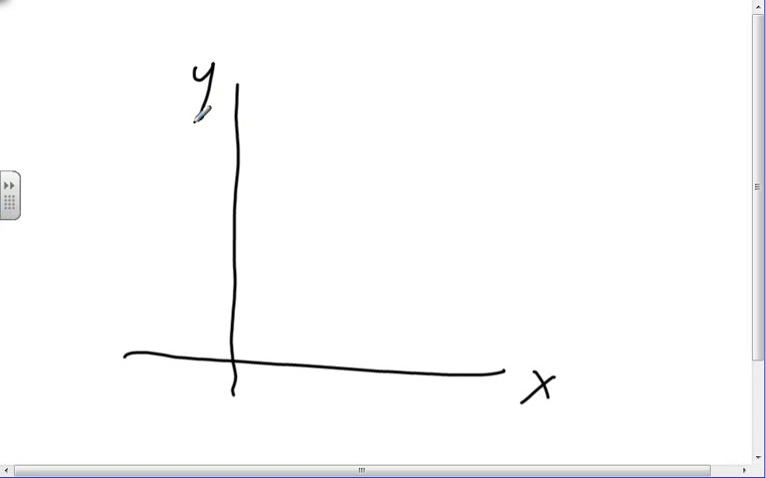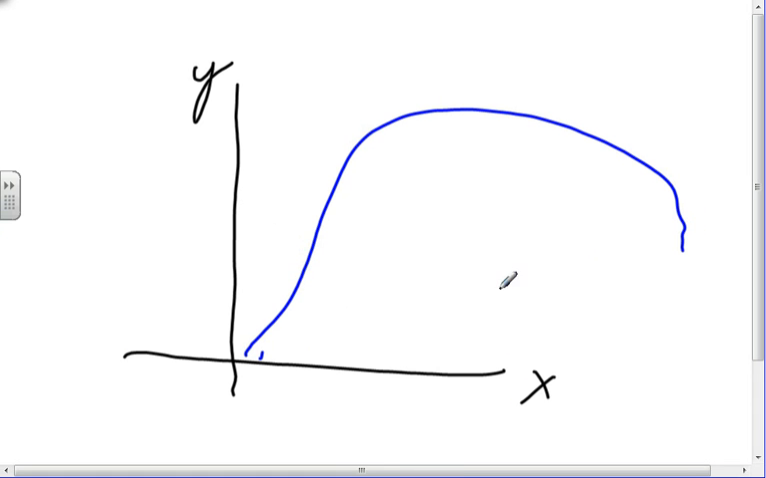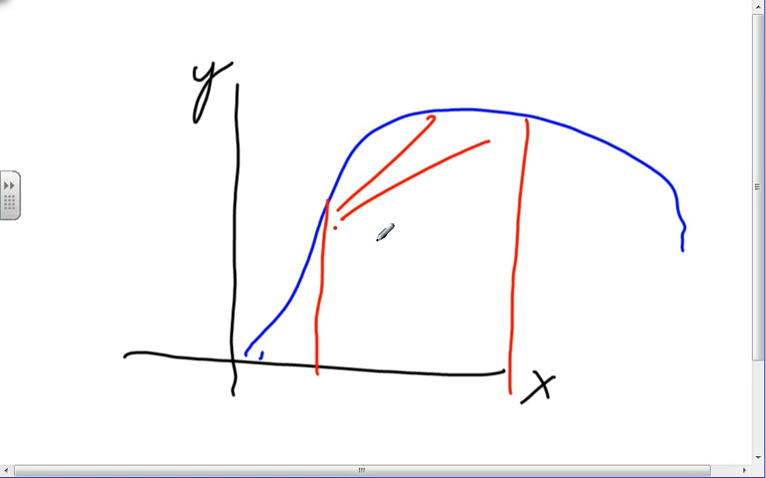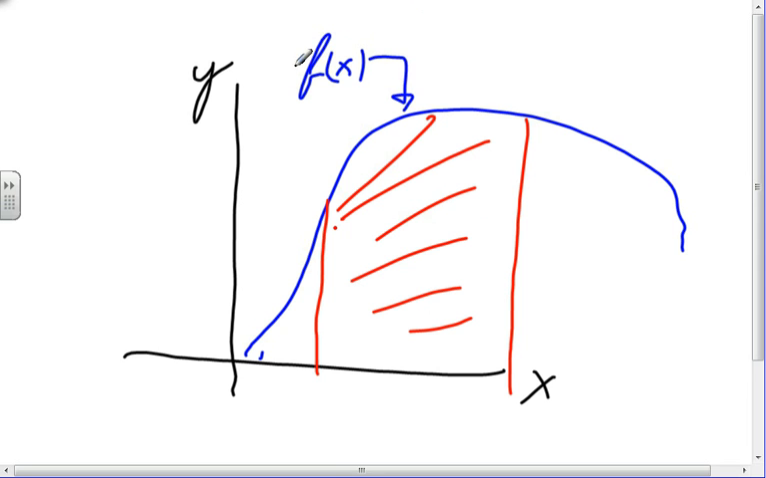So the issue is I have some xy axes, and I have some curve over there, and I want to find the area underneath the curve. So I've got some function f of x, y is equal to f of x, and I want to find the area under the curve between a and b.